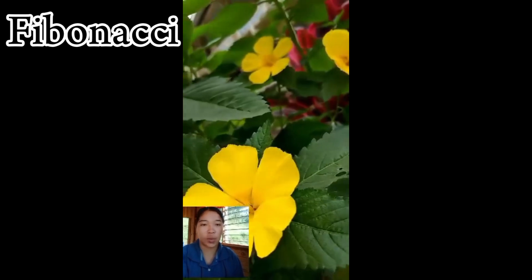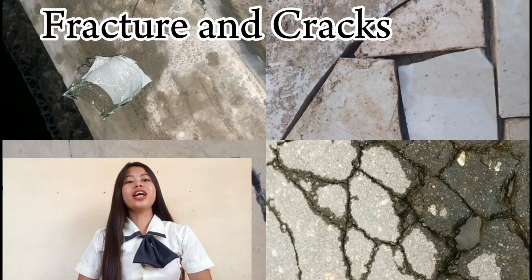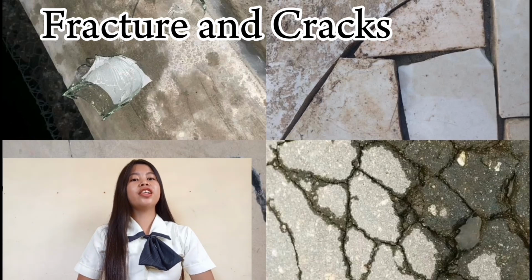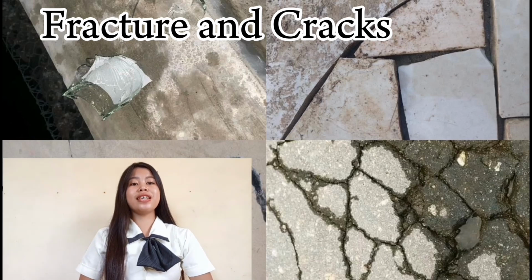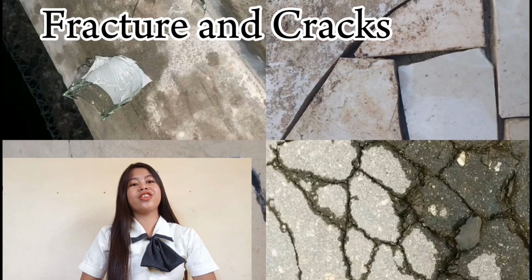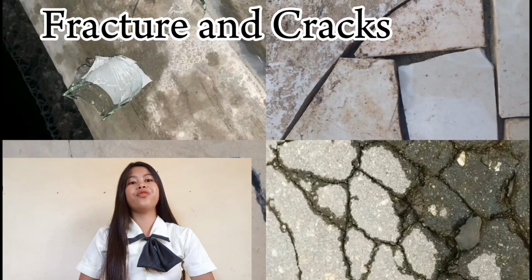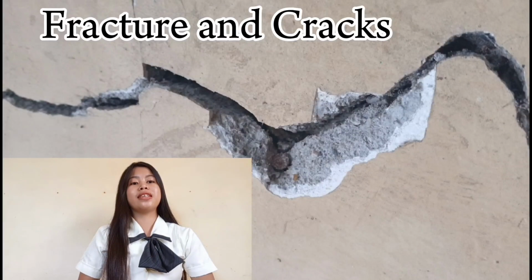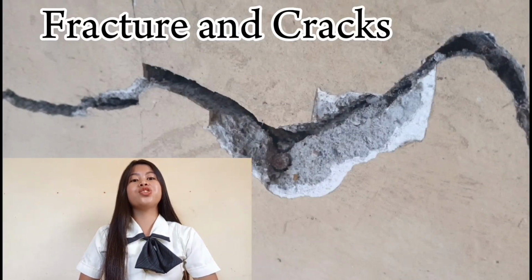Fractures and cracks can be observed in various materials and structures, including buildings, bridges, machinery, and even human bones. Understanding where fractures and cracks appear and their causes is essential for ensuring safety and durability in different fields such as engineering, construction, and medicine. Fractures and cracks can be seen in multiple areas, such as buildings and infrastructure.